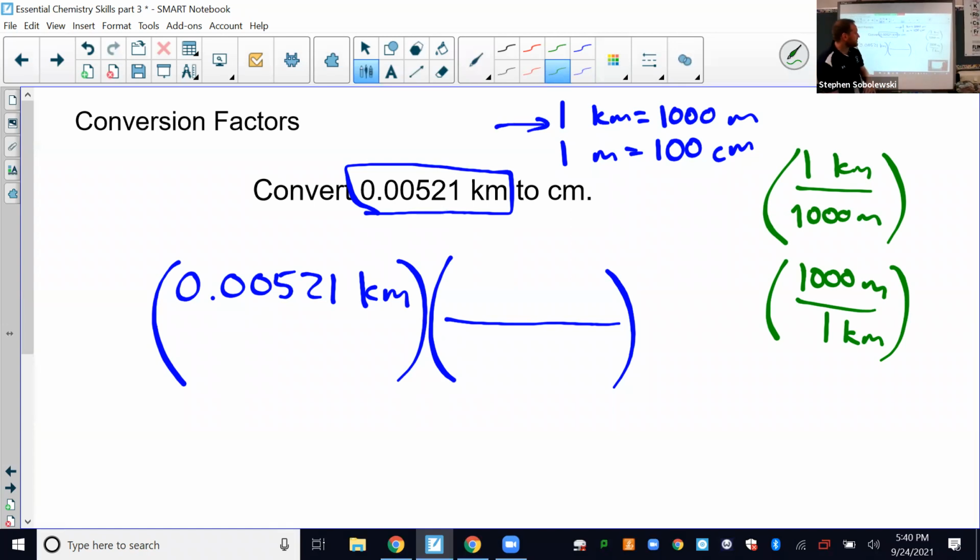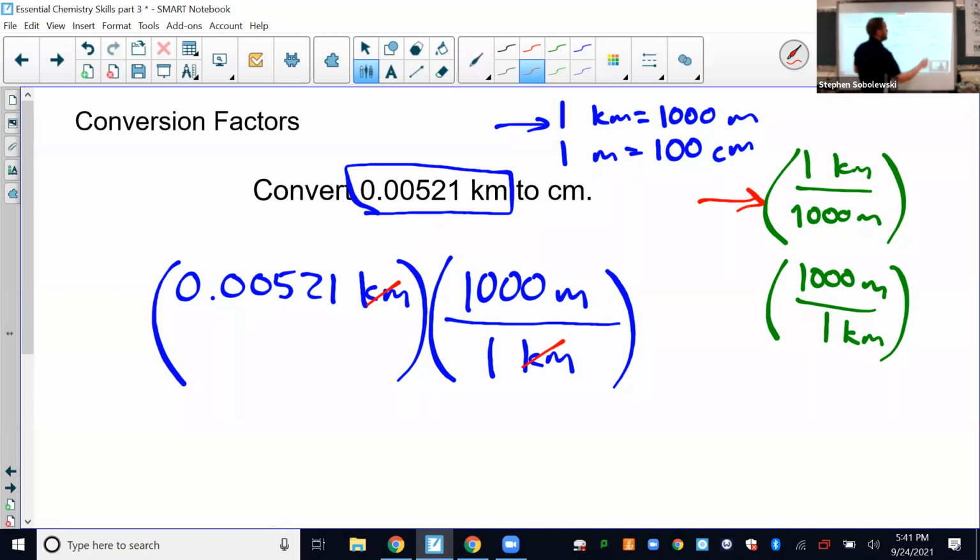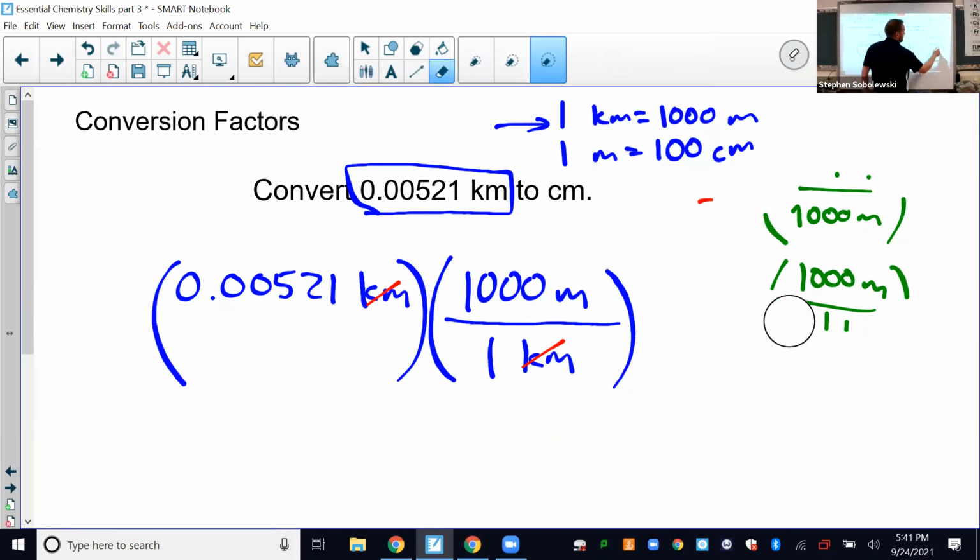The question is, which of these 2 in green would get our unit to cancel? The bottom one. Notice, if you put 1,000 meters here and 1 kilometer here, as long as you have 1 on the top, which this is, the one that's by itself is its own numerator, this will cancel and we'll be left with meters. If you put this one here, we would end up seeing kilometers squared over meters, which makes no sense. So that is not correct. All this did was convert us into meters, and now we have one last step to do.